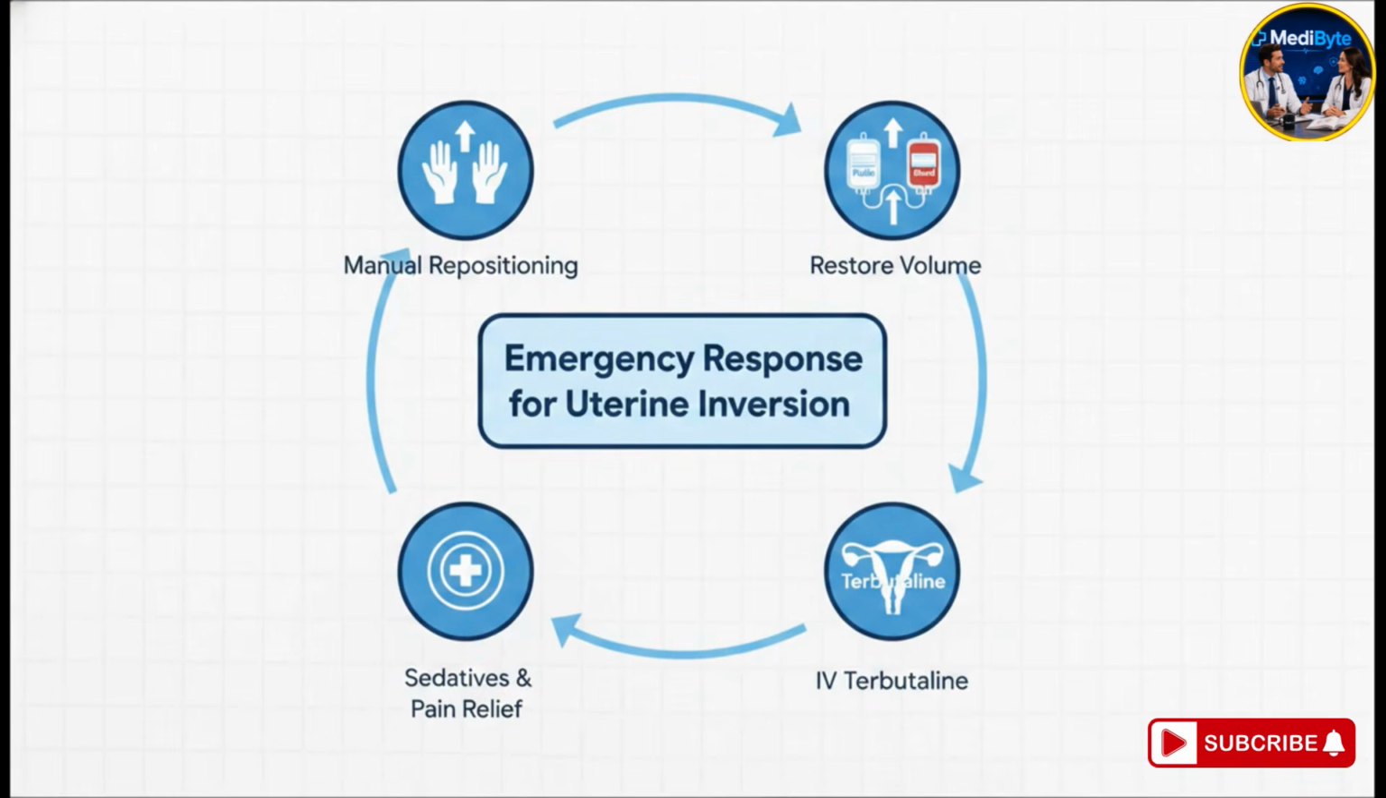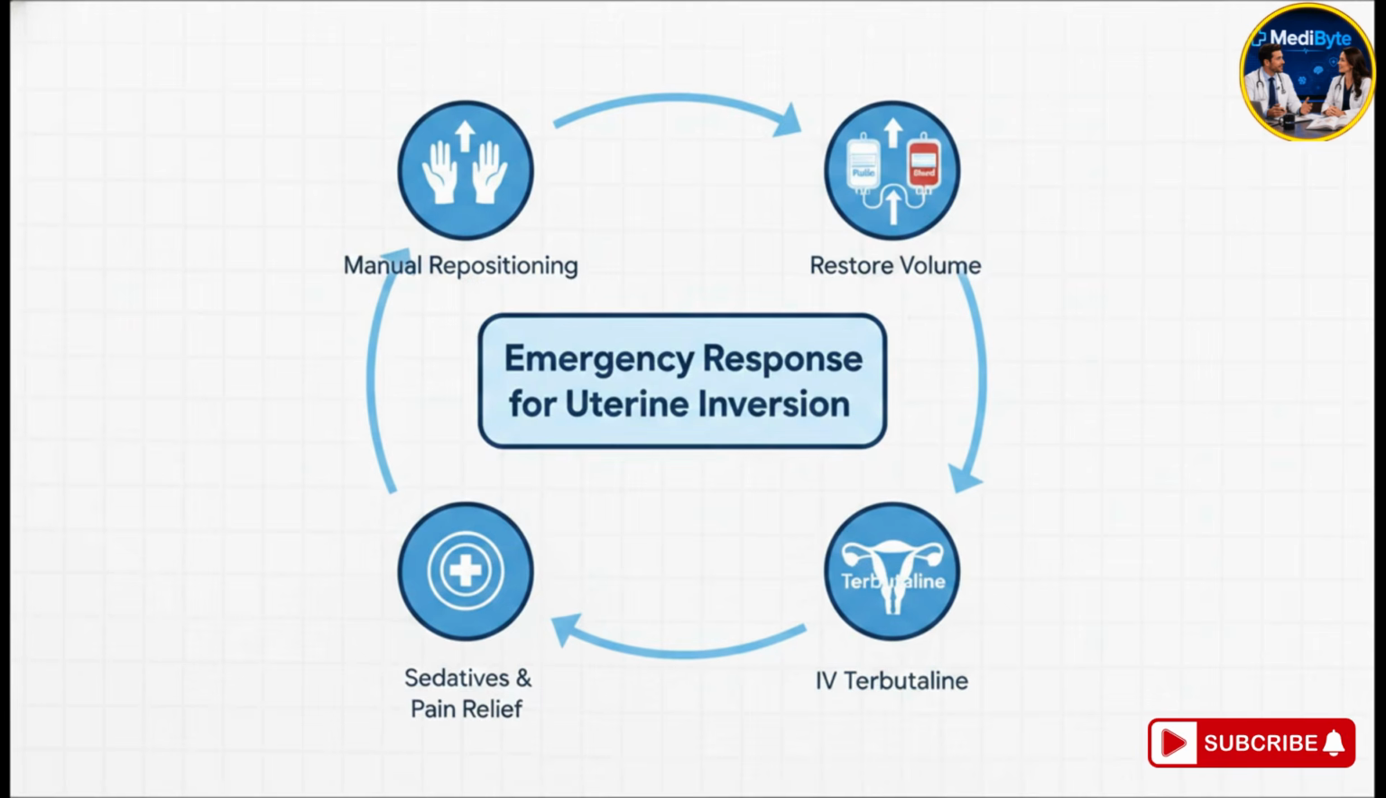Just like with fetal distress, the medical response to a uterine inversion is structured, incredibly fast, and highly effective. First and foremost, doctors will manually push the uterus back up into its normal position. Because, obviously this is painful, the mother is given pain relievers, sedatives, or sometimes even a general anesthetic.